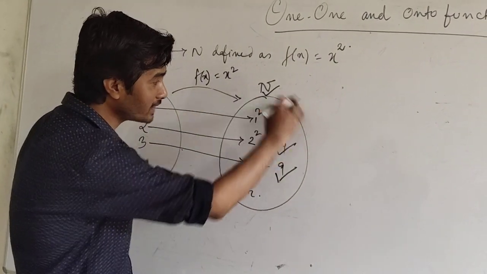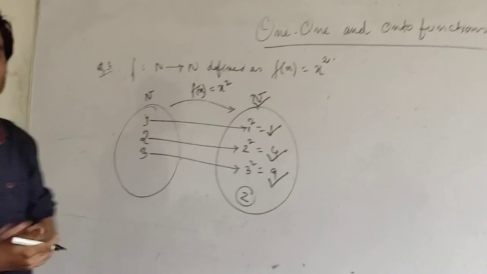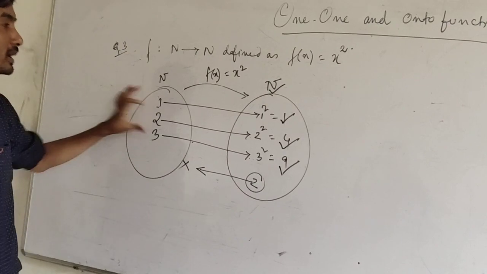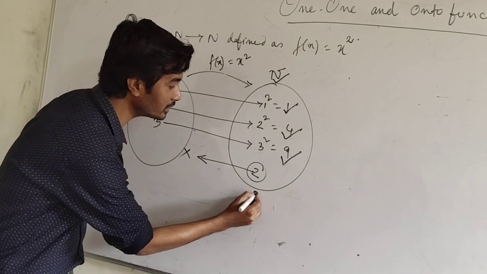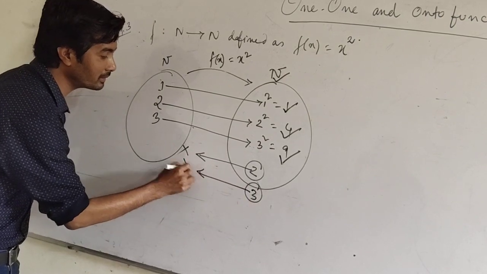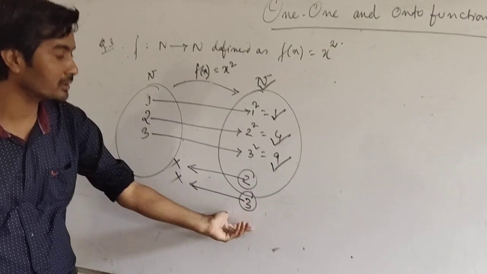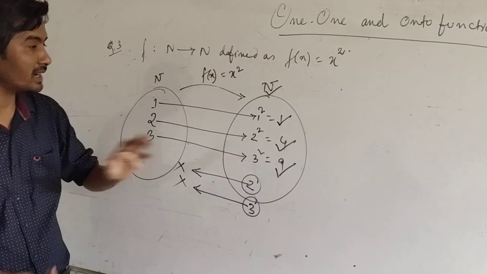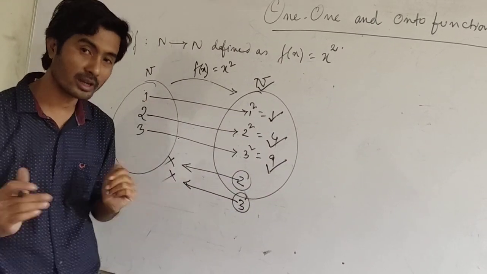See, this N contains 2 as well. 2 belongs to the set of natural numbers. But 2 does not have any pre-image in this domain because there is no natural number whose square is equal to 2. Similarly, again you see 3. 3 belongs to this codomain, but there is no natural number in our domain whose square is equal to 3. These numbers are left with no pre-image in our domain. Therefore, this function cannot be an onto function because here the range will contain only the elements 1, 4, 9, 16, 25, that is, all the perfect square natural numbers.